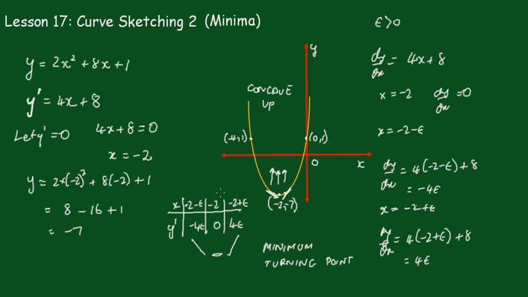So it's a sign change going from negative, to 0, to positive, then you have a minimum turning point and the curve is concave up at the point minus 2, minus 7.